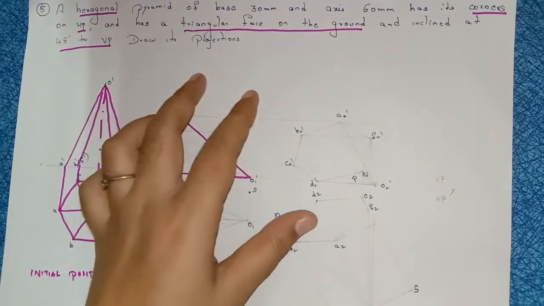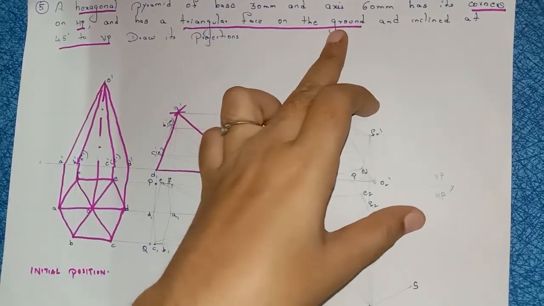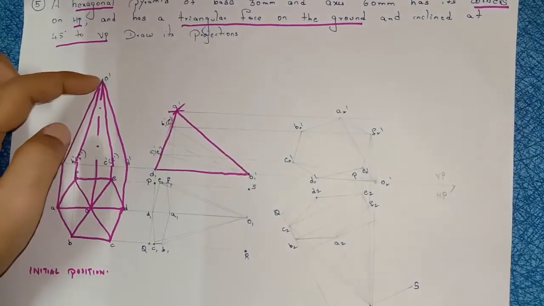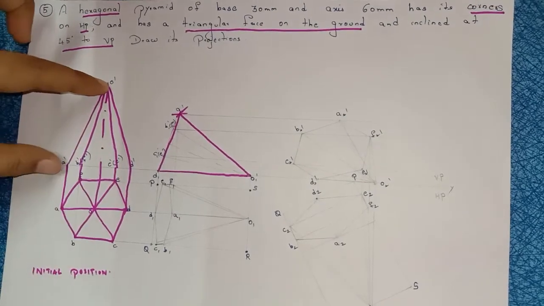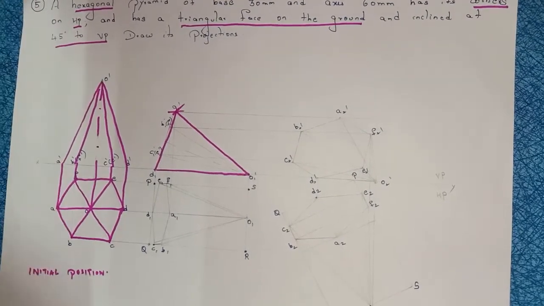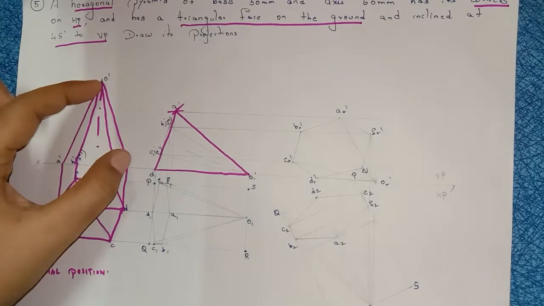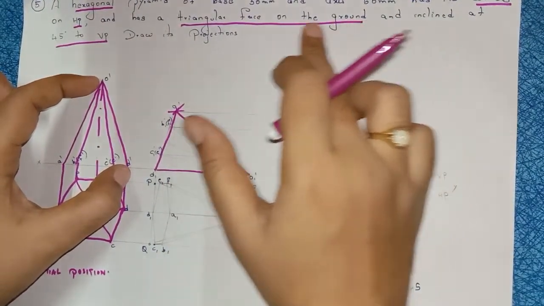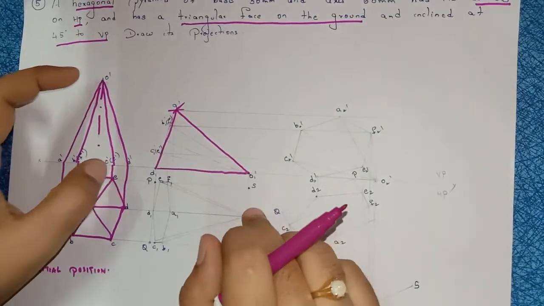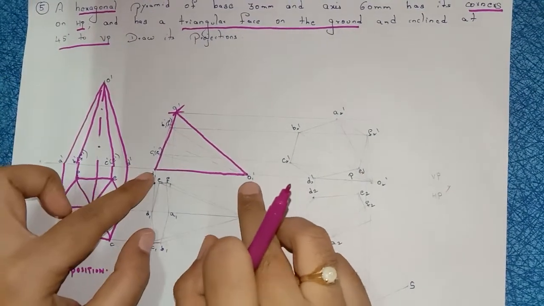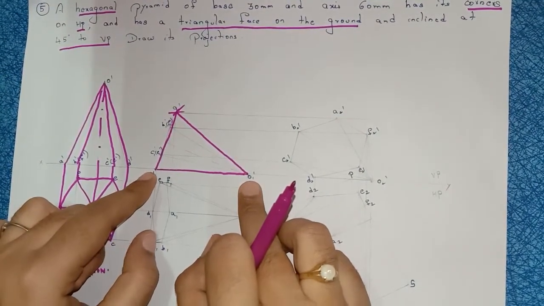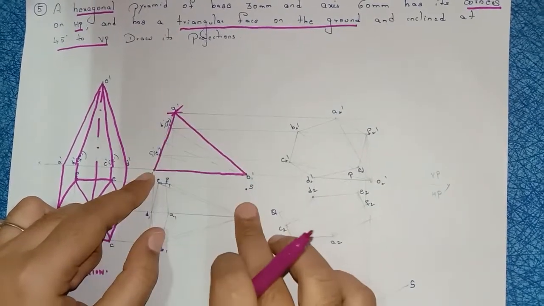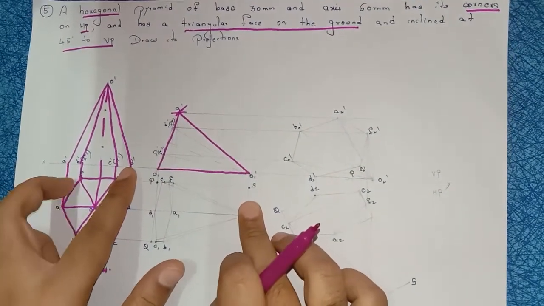What is the question? Triangular face on the ground. We have two faces, O dash to D dash and O dash to A dash. Consider any one of the faces. Here I am considering this length, O dash to D dash. On the ground, on HP, on the reference line you have to draw. So take this length and draw here on the reference line. So one side is completed. Now take the other side, from D dash to A dash.